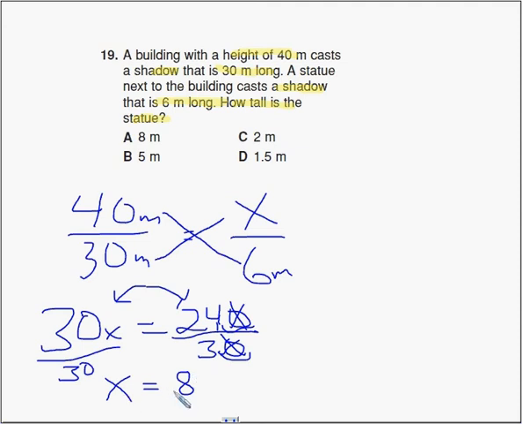X equals 8, and 8 what? Meters. 8 meters high is the building. So 8 to 6, and that kind of looks like 4 to 3, 8 to 6, and we do have that here. So let's look at the next one. Pretty good, huh?